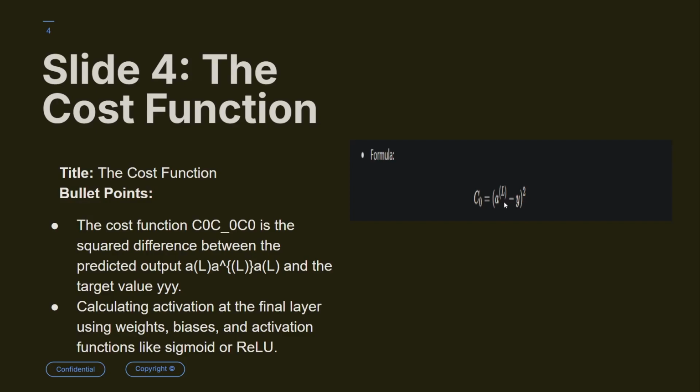Here A^L is the activation of the final layer and Y is the true target. This tells us how well the network performed for a particular example. By minimizing this cost, we can make the model's predictions more accurate.